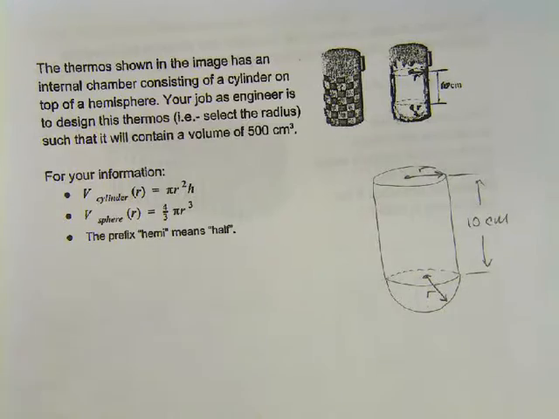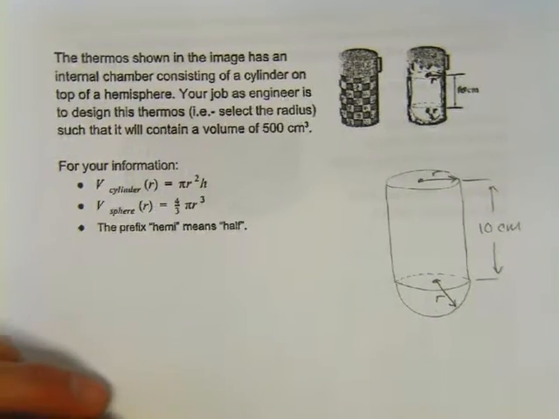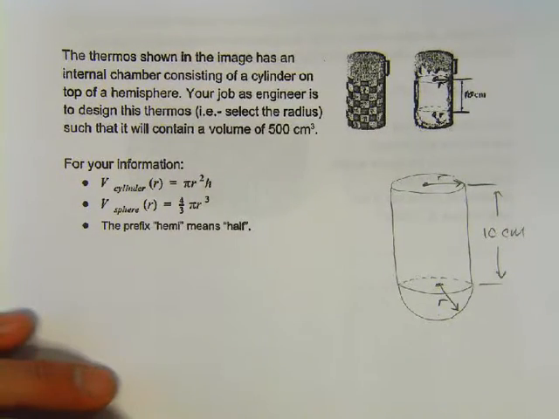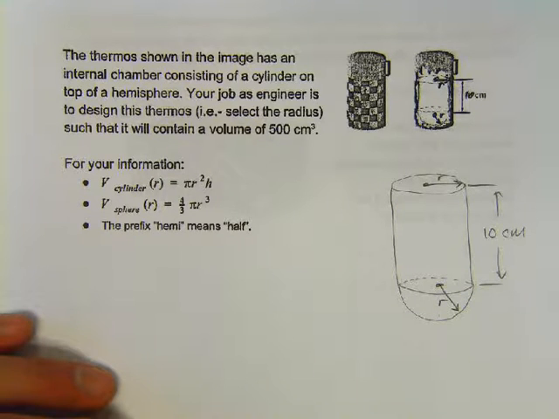Okay. All right. So our job as engineers is to design this thermos, which means selecting the radius, such that it will contain a volume of 500 centimeters cubed. Is that half a liter? Yeah, half a liter? Yep.